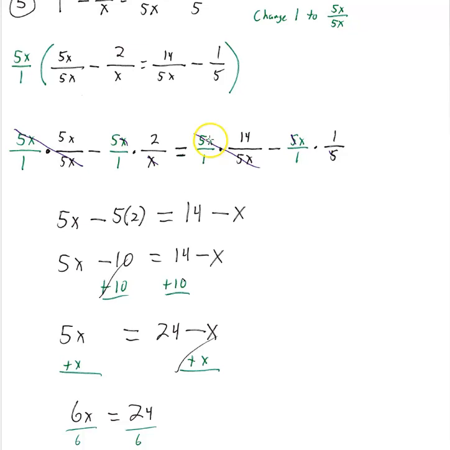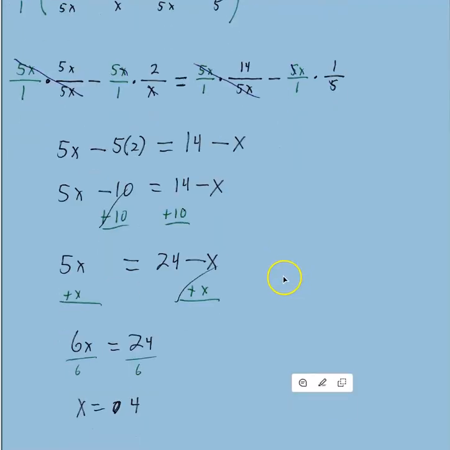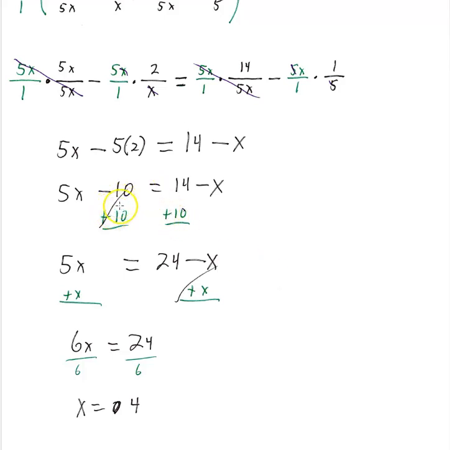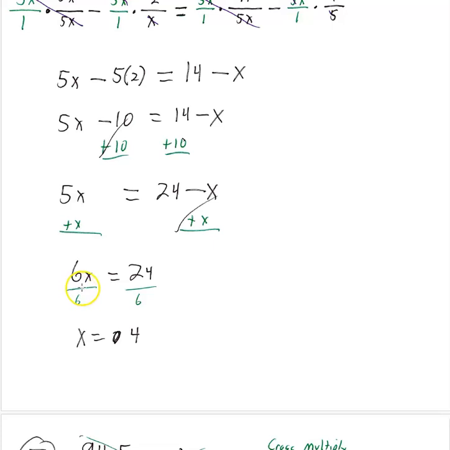Here what happens, it's another nice one. 5x and 5x cancel each other out. Yay! I get just the whole number 14. And over here, the 5's cancel out, and that leaves me x times 1 minus x. Okay, then I drop down here and I put minus 10. We add 10 to both sides. We get 5x equals 24 minus x. We add 1x to both sides, and we get 6x equals 24. And then I have 6 divided by 6 and 24 divided by 6. I get x equals positive 4.